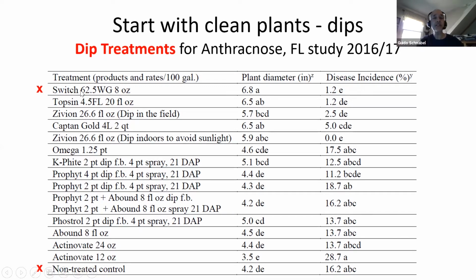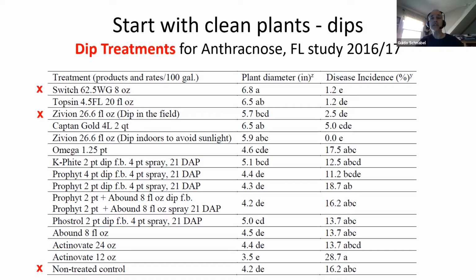So when the Florida scientists used Switch, they lowered the disease incidence to 1.2%. So it's an enormous reduction of disease when Switch was used. The other really good compound I'm very excited about is Zivion. The active ingredient is natamycin. That only came to the market maybe last year, a couple of years ago in Florida, but last year we had it registered in more states.